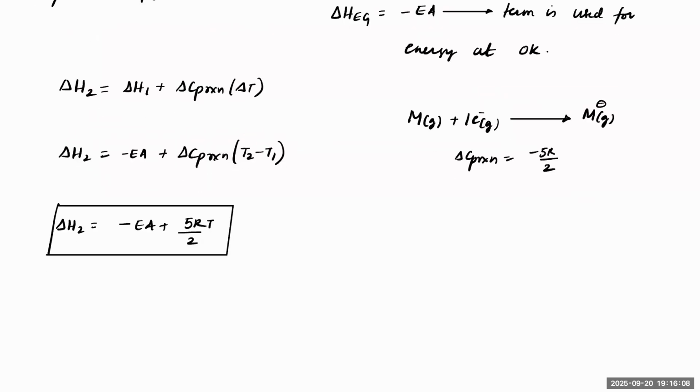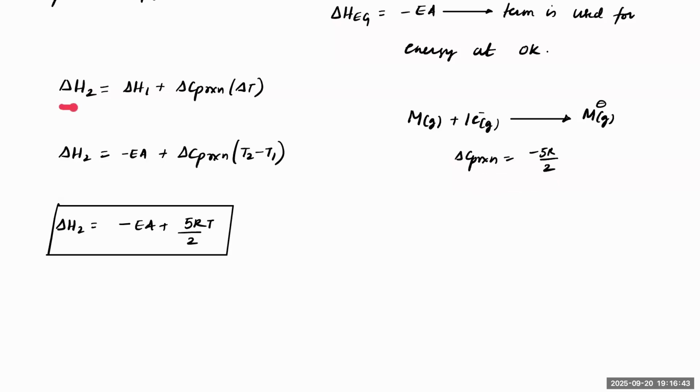As per the reaction here, an element is taking an electron to become M minus. So now delta Cp of the reaction will be products minus the reactants. In the product there is 1 mole, which is 5R by 2, minus reactants you have 2 times 5R by 2. So that's why it will become minus 5R by 2. So delta Cp of the reaction is minus 5R by 2. Well, we got this here.